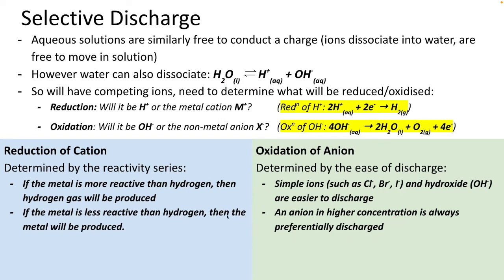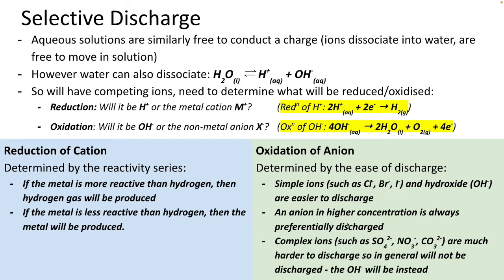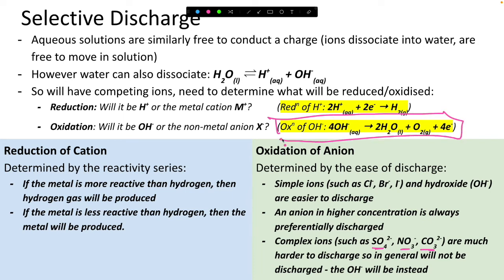Now, if we have more complex ions, such as sulfate, nitrates, carbonates, these are much harder to discharge compared to our simple ones. So in general, they will not be discharged. The hydroxide will undergo oxidation instead. So if you see a sulfate, nitrate, or carbonate ionic electrolyte, then we're going to have the oxidation of the hydroxide. If we have a high concentration of a simpler ion, such as the chloride, bromide, or iodide, then we'll have the oxidation of the simple ion.